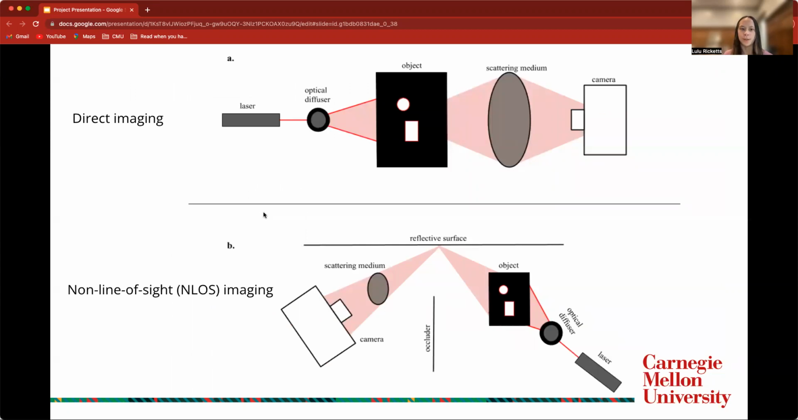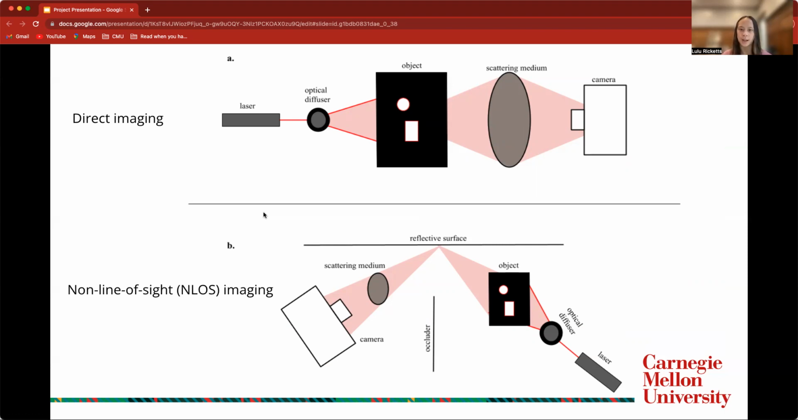So the two types of imaging setups I use are shown here. The first is the direct imaging setup, which was also shown in the previous slide. In this, the laser, object, and camera all lie on the same vertical and horizontal planes, and the laser's beam passes in a straight line through all of these parts. For the non-line of sight imaging setup, the laser's beam passes through the object and then reflects off of a surface through a scattering medium and is finally imaged by the camera.